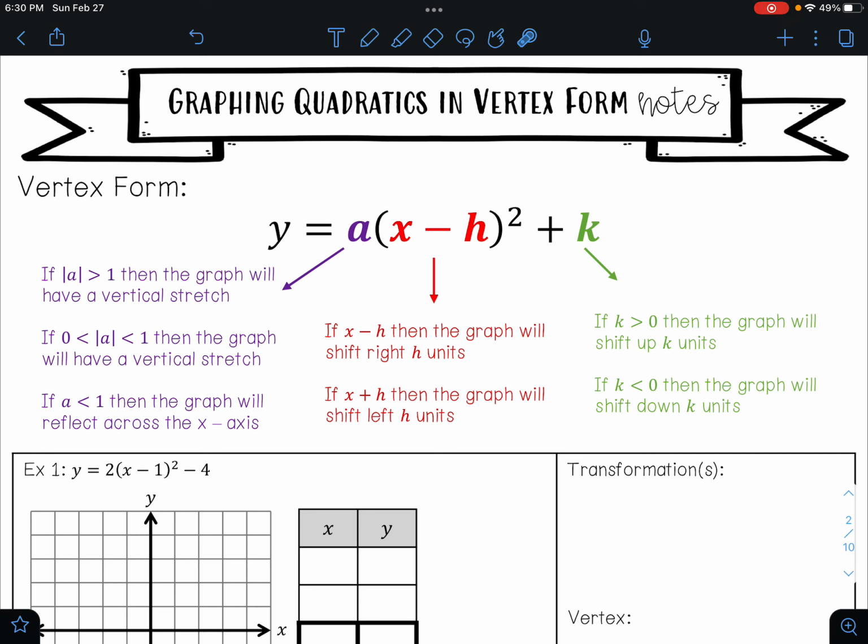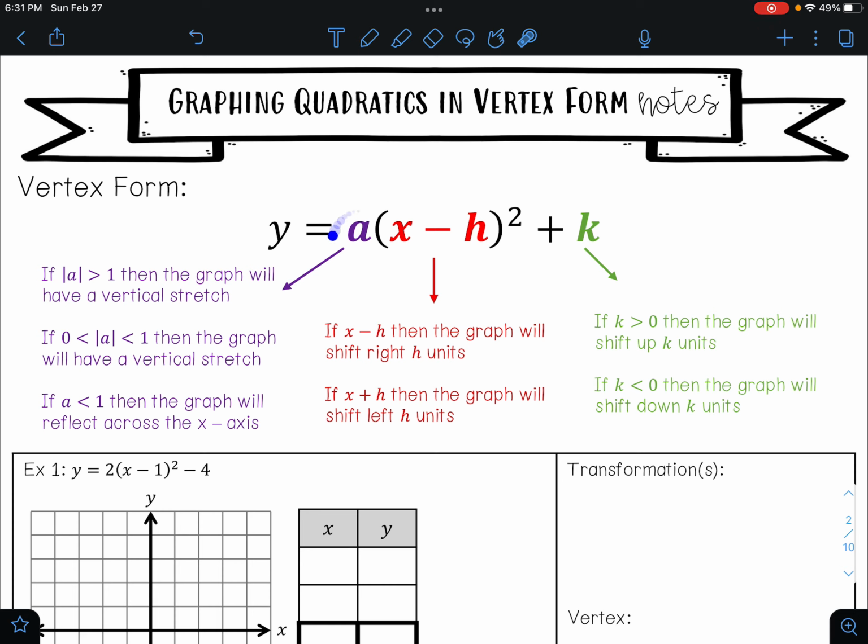In this video, we're going to learn how to graph quadratic equations in vertex form. Vertex form is y equals a times x minus h squared plus k. You'll notice that we have an a, an h, and a k value just like how we've had with linear and exponential functions. They mean the same things that they did with linear and exponential functions.